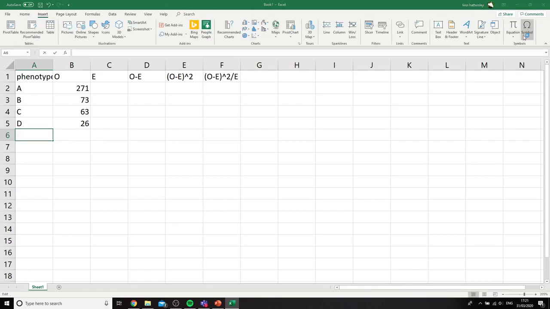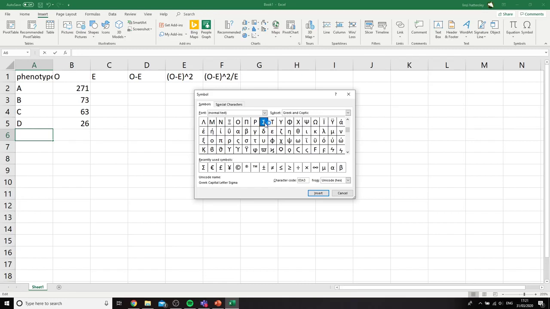So I want to insert this strange looking E. This is the Greek capital letter sigma, and that just literally means the sum of, the total. If you cannot find this when scrolling through, take note of this character code, which is unique to this symbol. If you copy 03A3 and type it in there, it will automatically come up with sigma. So if you insert and close.